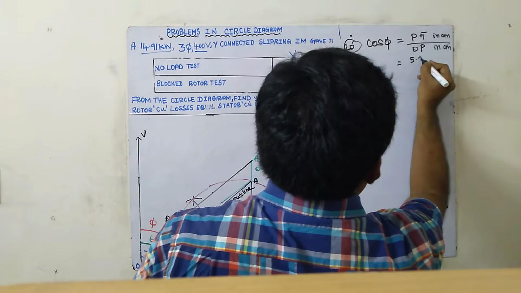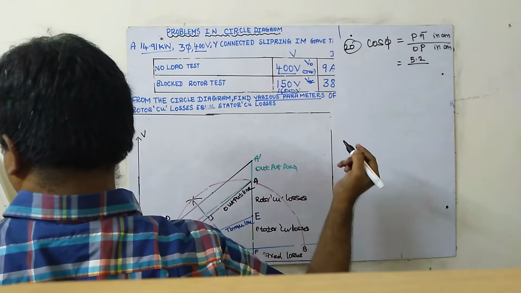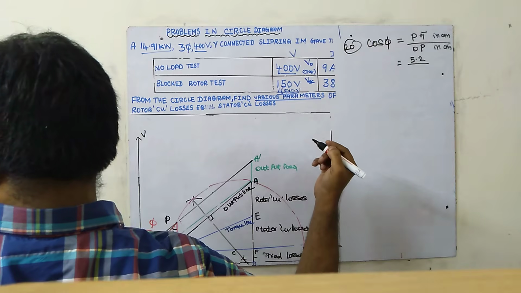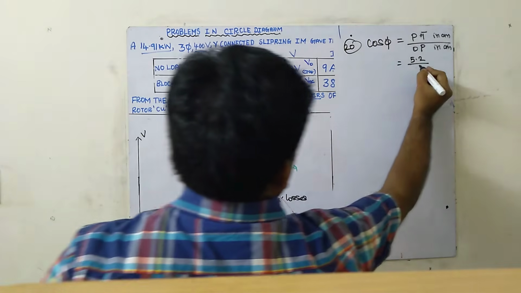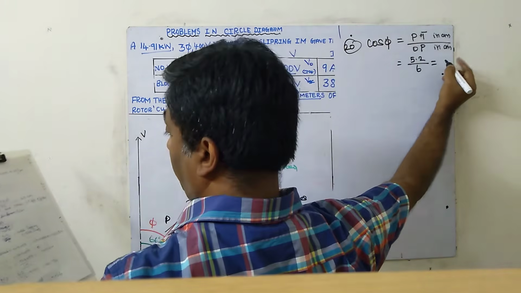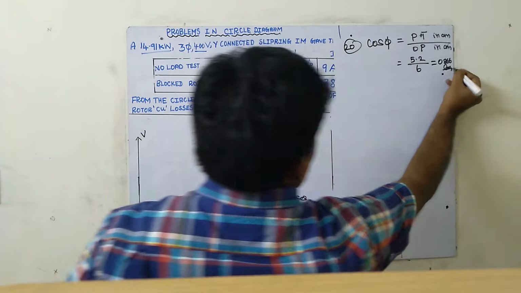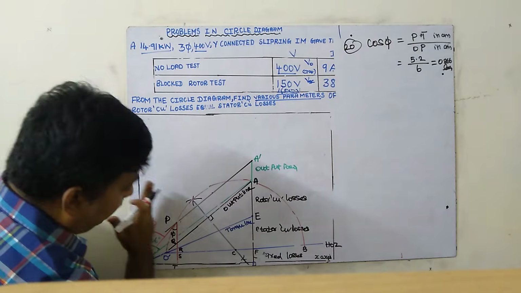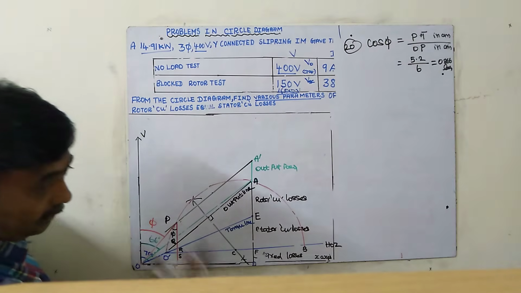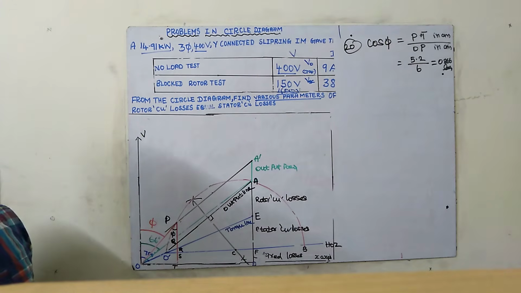What value am I getting? OP we already know, OP equals 6. So what value am I getting? It equals 0.866 lagging. Why is it lagging? See, the voltage is here, and the current, the red color current, is coming to the right side of the voltage. So it is lagging.